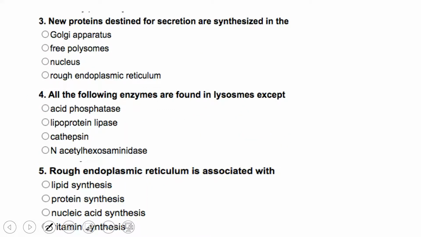Next, new proteins destined for secretion are synthesized in the Golgi, free polysomes, nucleus, or the rough endoplasmic reticulum. What do you think is the answer?